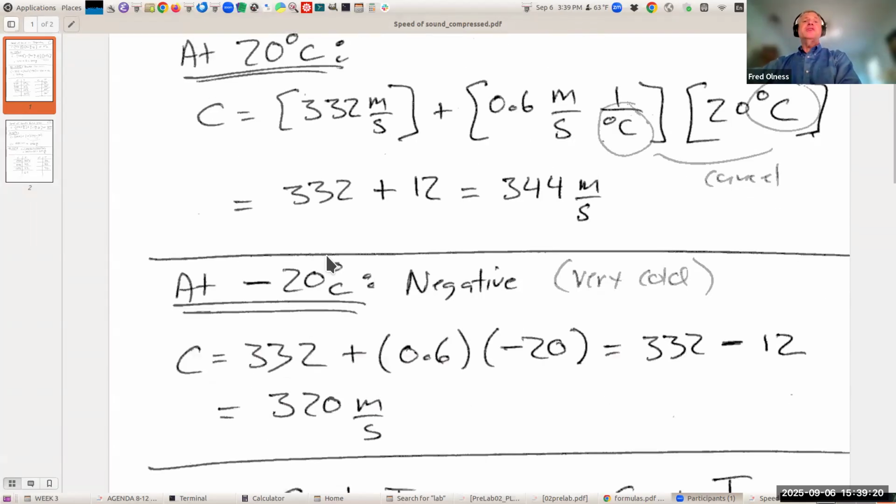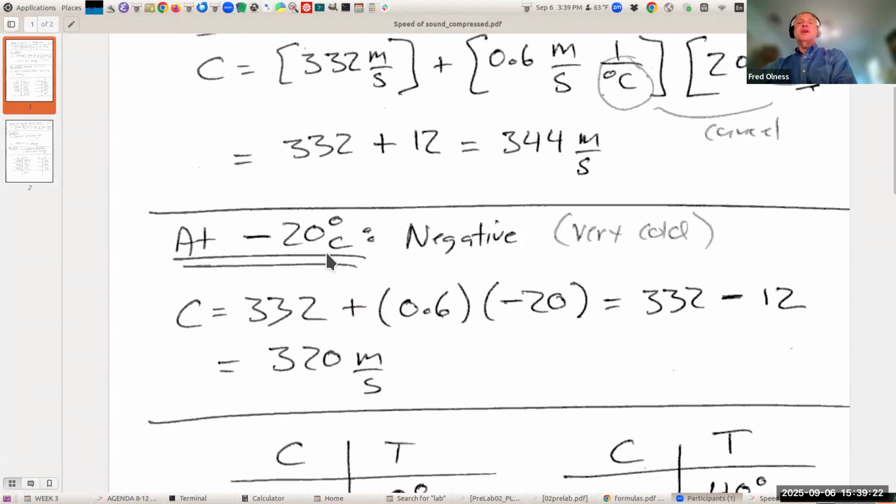Just as a different example, if it's very cold, negative 20 degrees, it's the same formula, but now there's a negative here because I'm at negative 20 instead of positive 20. And so that gives me negative 12. And then the speed is only 320. So you see it can vary quite a bit.